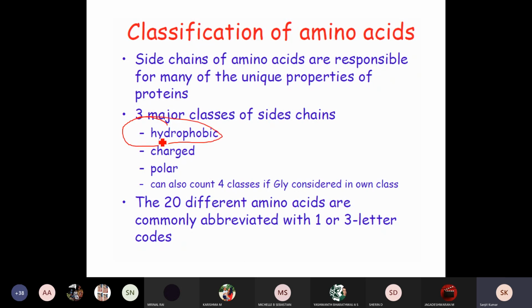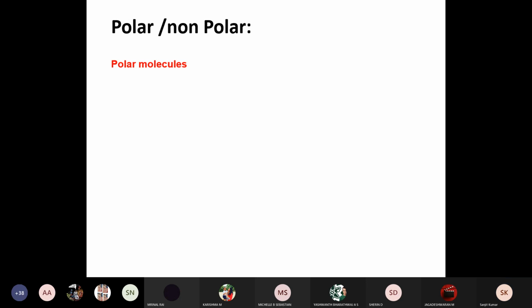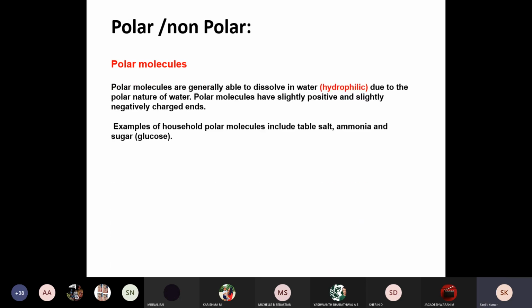Protein is hydrophobic in nature, charged, polar amino acids. It can count 4 classes if glycine is considered its own class. The 20 different amino acids are commonly abbreviated with 1 or 3 letter codes. So polar and non-polar molecules, these things are important. Why am I going to discuss these things? Because when I discuss protein folding, these things are very, very important.